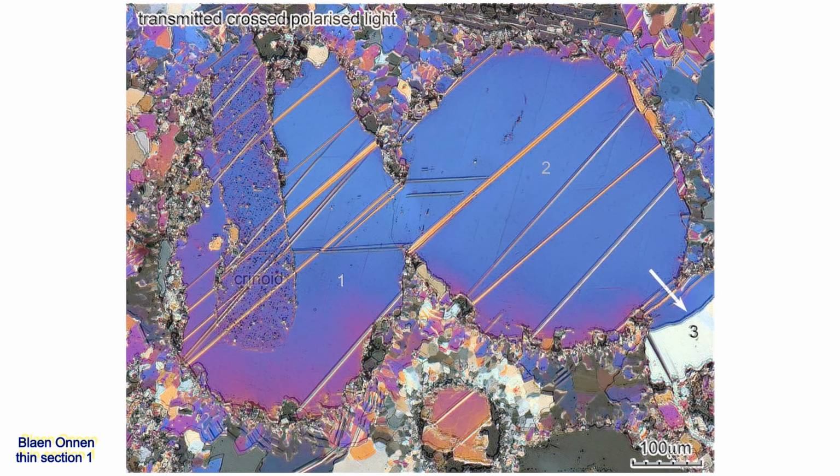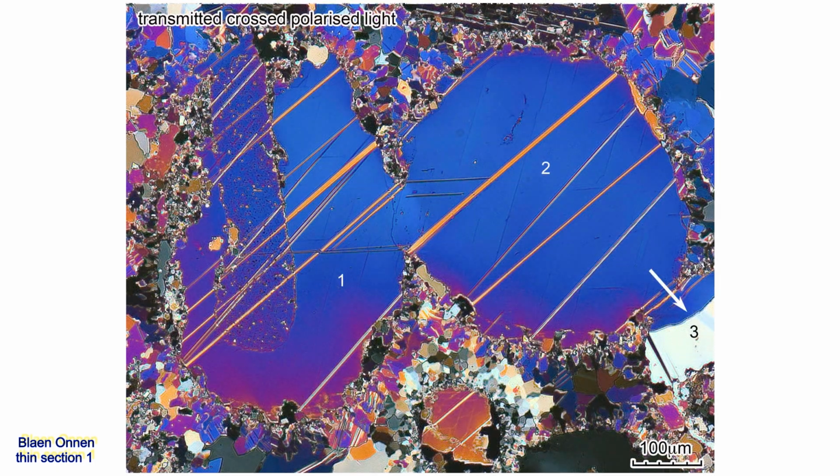The cross-polars image emphasizes the polysynthetic twin planes that cross the large cement crystal and crinoid 1's nucleus. The crystal filling the center of oomold 2 extends into oomold 3 by the white arrow, indicating when this crystal grew, no barrier existed between the two oomolds.